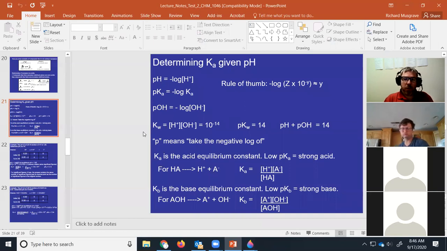Now, the little p out in front means take the negative log. That's all it means. So pH, take the negative log of H plus. pOH, take the negative log of OH minus. pKa, take the negative log of the Ka. pKb, take the negative log of the Kb. P grandmother, take the negative log of your grandmother. It doesn't matter, but the little p just tells you that you're going to take the negative log of something.